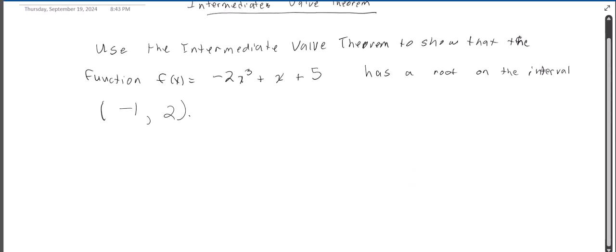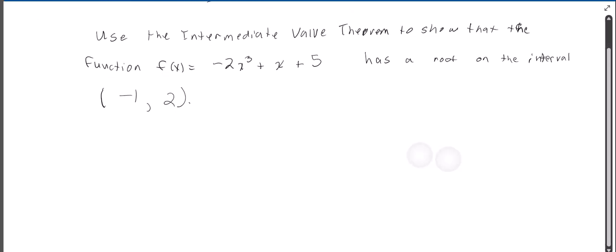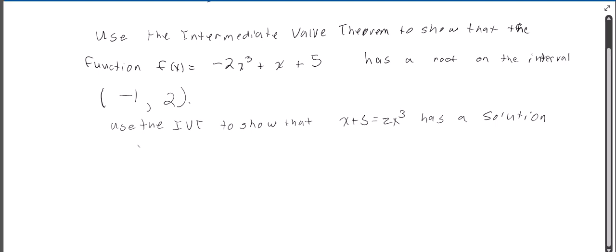One thing about the intermediate value theorem is it shows existence. It doesn't tell you what it is. So to show that something has a root, what you do is... there's another way this question could have been asked. So this is one way it could have been asked, and it could also be asked this way: use the intermediate value theorem to show that x plus 5 equals 2x cubed has a solution in the interval -1 to 2.